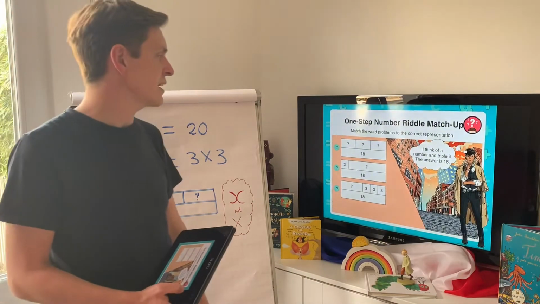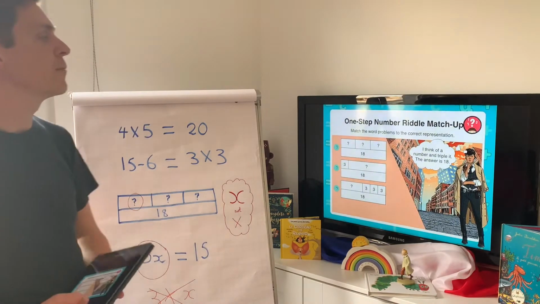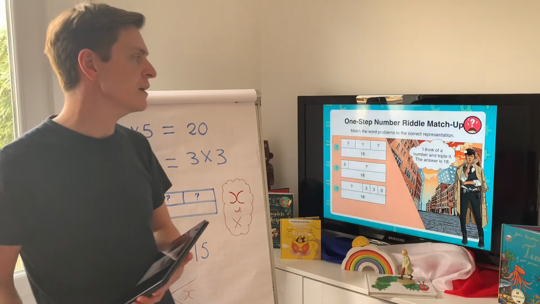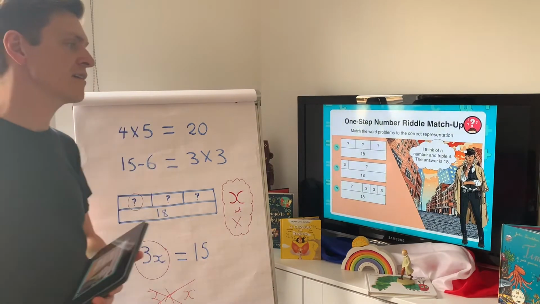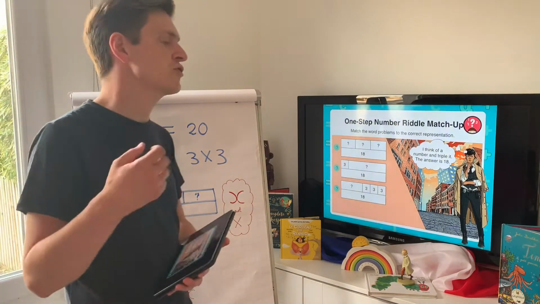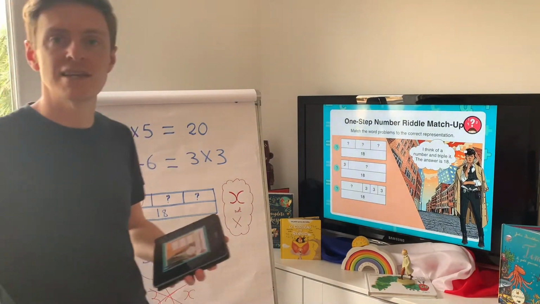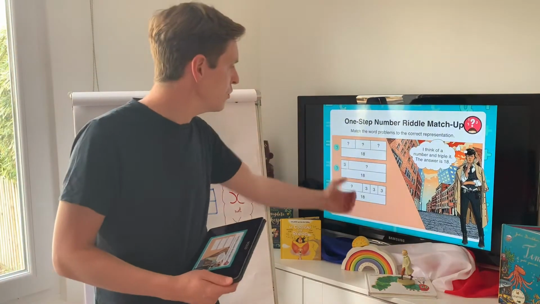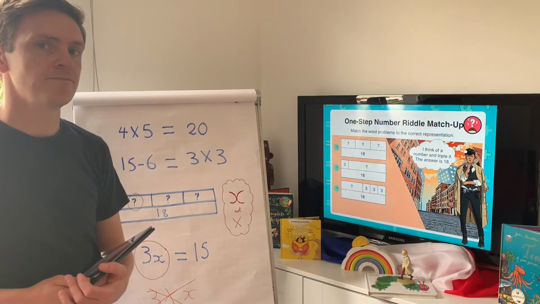Now, as I mentioned a second ago, we can use bar models to help us represent some of these problems. So here's one for you. I think of a number and I triple it. The answer is 18. If you think about the language there, tripling it is in essence timesing by 3, multiplying by 3. So if I look here, which one of those could it be?